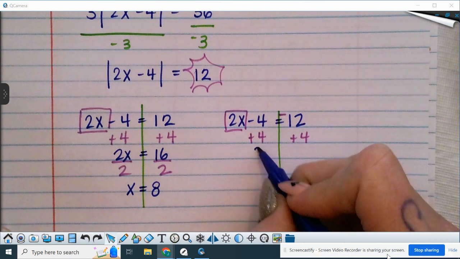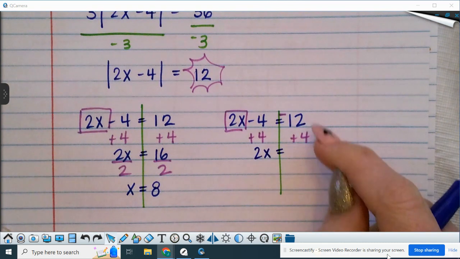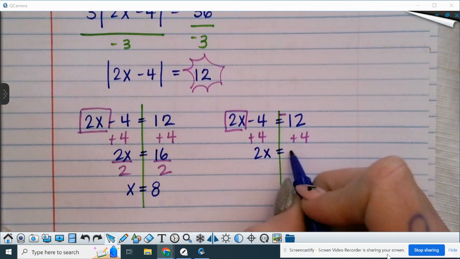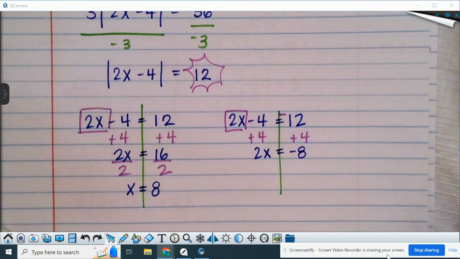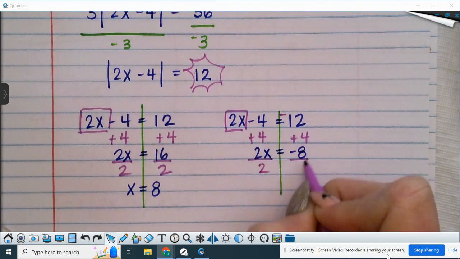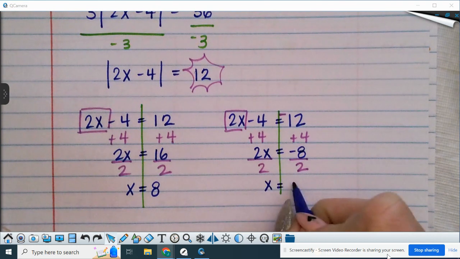So 2x equals, this means I owe you $12 because it's a negative, and if I pay you $4, that means I'm going to owe you 8 still. So I'm starting to pay off my debt, but not quite done. Now I have 2x, which is 2 times x. So again, we're going to divide by 2 on both sides, and x is now going to equal -4.